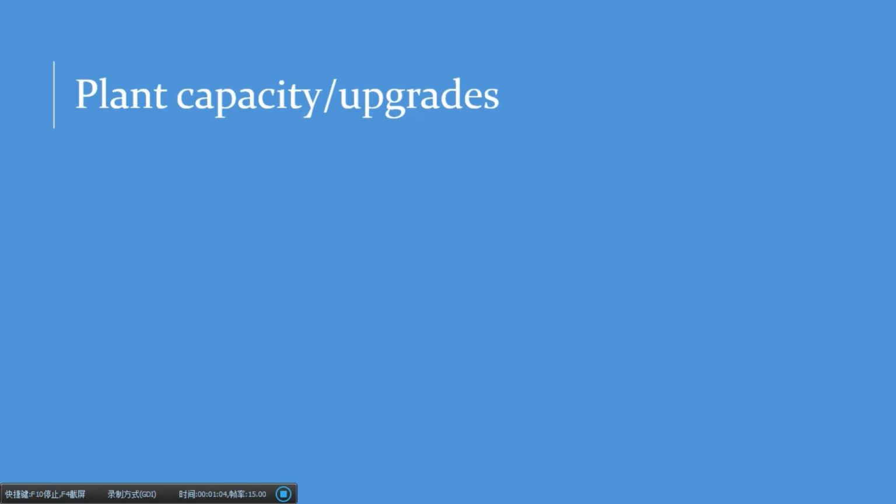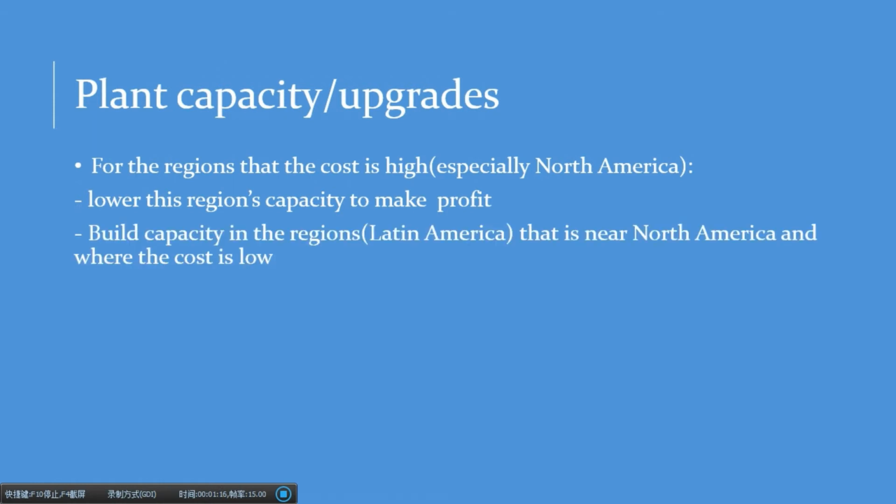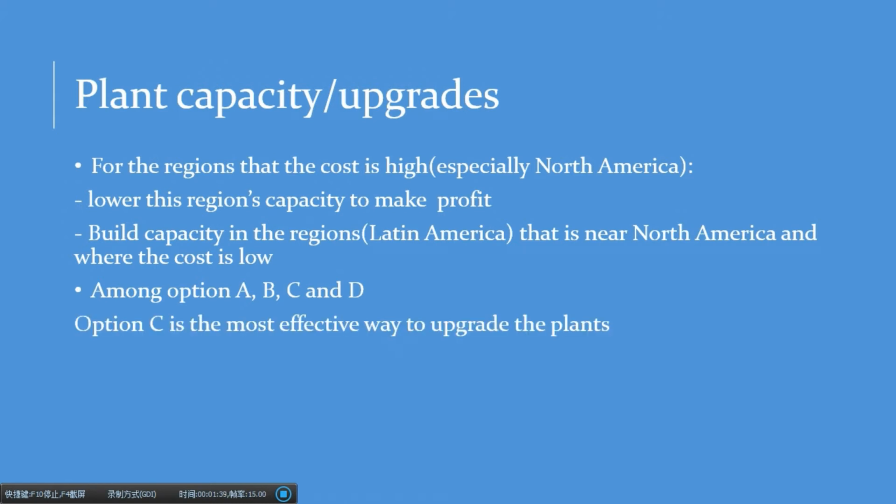And the second part is plant capacity and upgrades. For the regions where the cost is high, especially North America, we lower this region's capacity to make profit. And also, we build capacity in regions, for example Latin America, that is near North America, so there will be no more transportation expenses. And also, the cost in Latin America is very low. There are 4 options to upgrade the plant, A, B, C, D. We always try, and we found that option C is the most effective way to upgrade the plants.